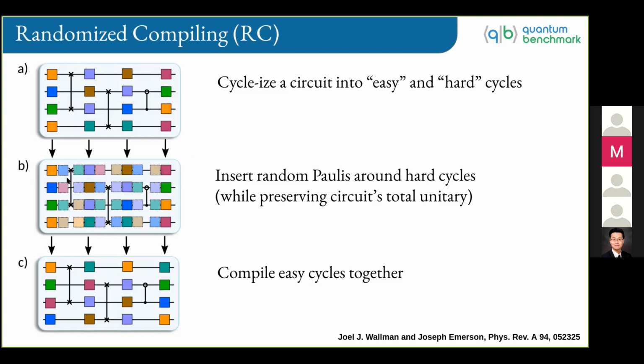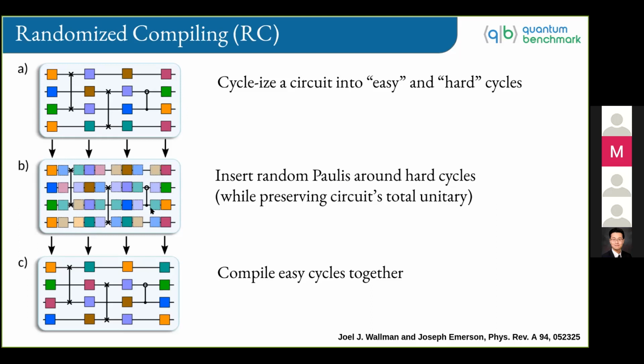So you alternate easy and hard cycles of your application circuit. And then what you do is you choose a bunch of random Paulis and you throw them everywhere in your circuit. However, you correct. So every time you put a random Pauli that's blue over here, you put one over here which counteracts it. So you have to propagate this Pauli through the CZ gate, and then you put the inverse twirl over here. And so this circuit in B actually has exactly the same unitary as your application circuit, but it has different gates all over the place.